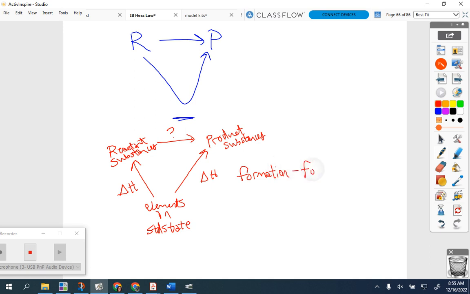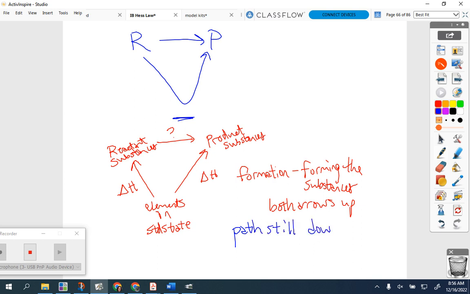We are forming the substances. So both arrows are pointing up, right? But my path is still down, down, and then up, right? My path is still going like this. So in this case, my reactants, the up arrow is opposite to where I need to take the path. So this is going to flip the sign. This is not going to flip the sign.